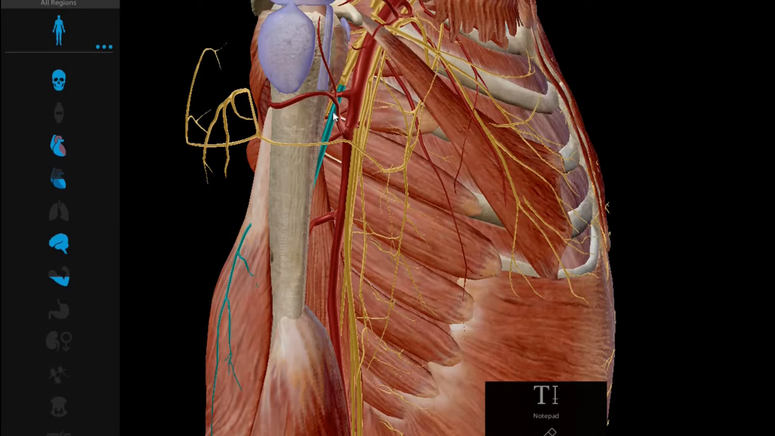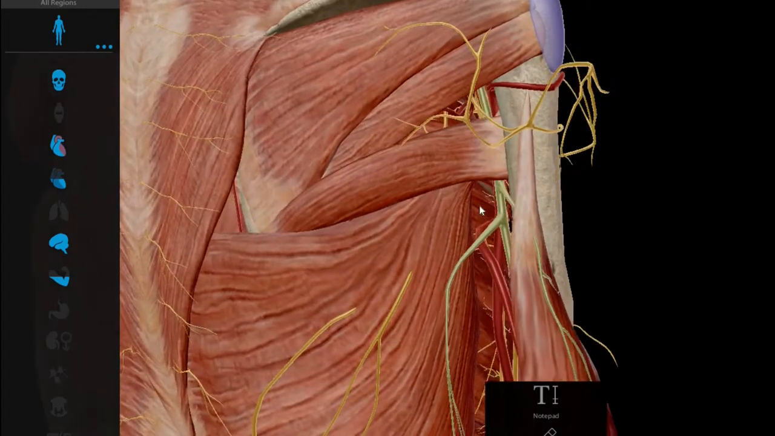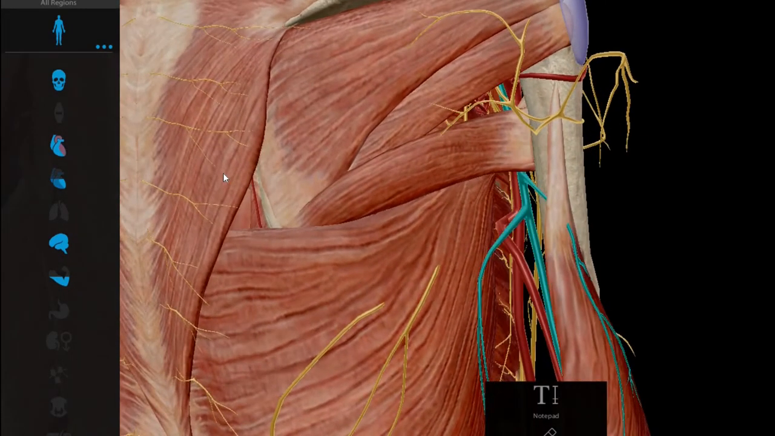So in the axilla, it gives mainly three branches. The first branch is the branch to the long head of the triceps. The second branch is the branch to the medial head of the triceps. These two are the motor branches, and the last branch is the sensory branch. It is called the posterior cutaneous nerve of the arm, which provides the sensory innervation to the skin over the back of the arm up to the elbow. Okay, like above the elbow, it is going to supply the posterior part of the skin.